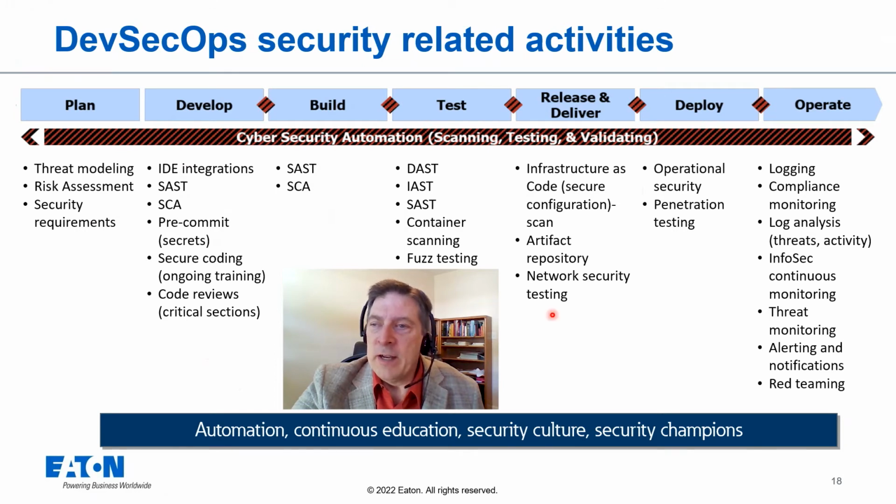So as you're getting ready to release and deliver what you've developed, you make sure that your infrastructure is code, that you have secure configurations. You leverage an artifact repository. So if you have containers, you're pulling containers out of this repository, containers that have been vetted and have been analyzed for security and tested, and you know that they are valid. It's basically change management for compiled code, if you will, for containers. And now you're starting to do things like network security testing. So you deploy. Now you're doing IT type of security operations, operational security, perhaps doing pen testing.